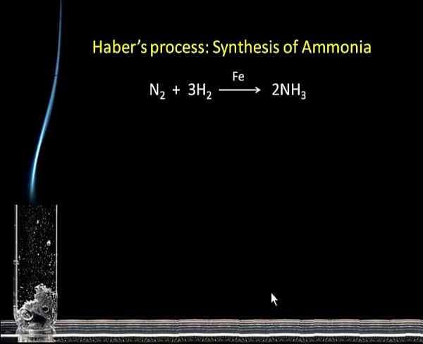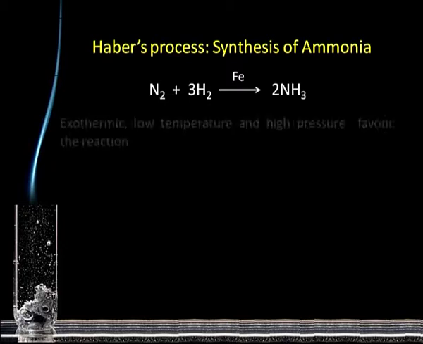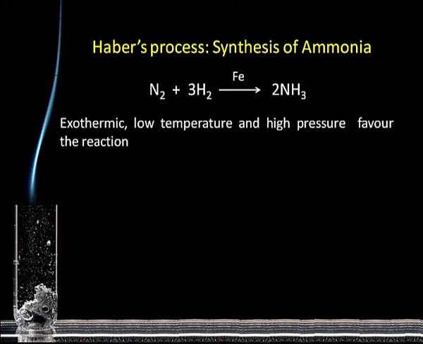Now, this is a classic example of the success of heterogeneous catalysis: the manufacture of ammonia, which caused a revolution as far as agriculture is concerned. The food problem of the world was almost solved because of this one simple reaction. This reaction is exothermic, so we prefer low temperature and high pressure to carry it out. The catalyst is an iron based catalyst.